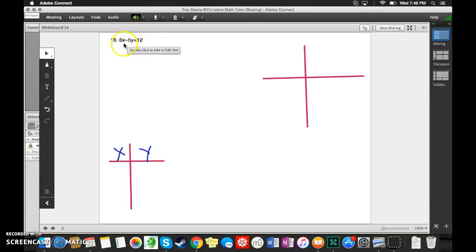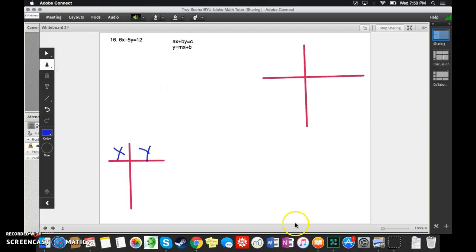Now, this may not look like a line at first glance, but it's actually a line in what we call standard form, which is ax plus by equals c. You're probably used to seeing y equals mx plus b. We call that slope intercept. But again, this top one is just called standard form. So that's how you're going to know how to tell the difference.